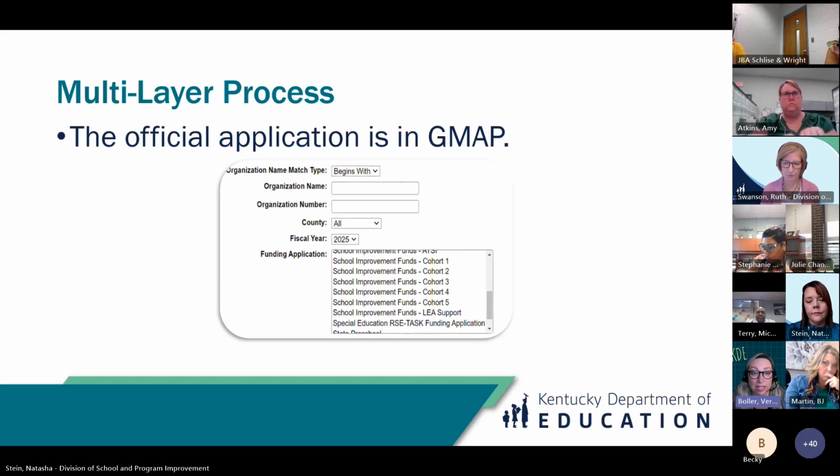When the application is live, we're going to let you all know via email. In the meantime, please know that you, our district level support responsible for transferring the information into GMAP, will select 2025 for the fiscal year, and then the name of this grant, which will be School Improvement Funds Cohort 6, and it will be listed beneath the Cohort 5 option that you see there that's currently available.